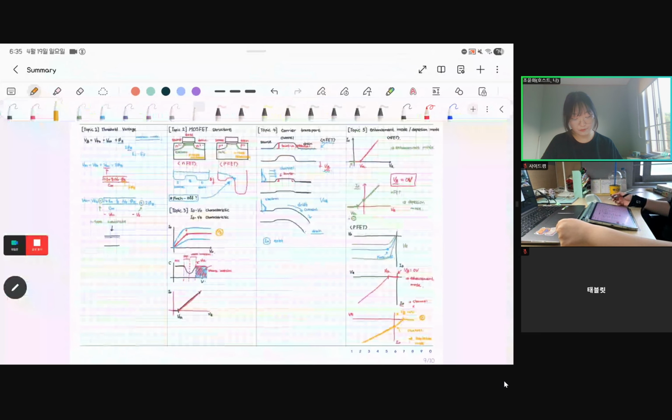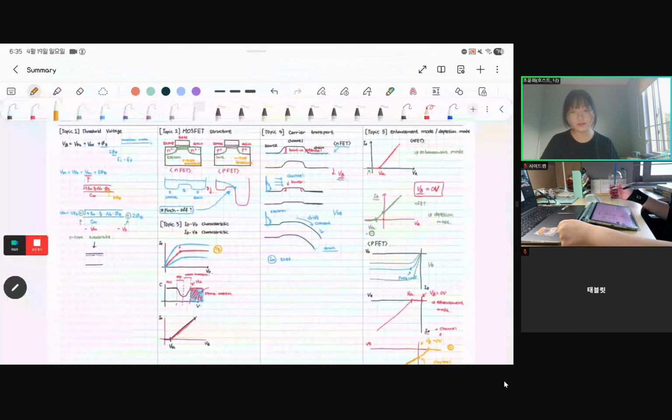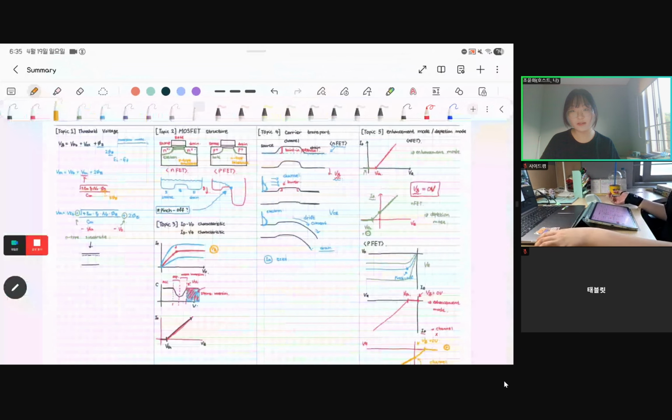So this time we learned about the threshold voltage when inversion occurs, and we also learned the MOSFET structure and ID-VG characteristic, and we also drew the band diagram of the MOSFET. And after that, we learned about enhancement mode and depletion mode.